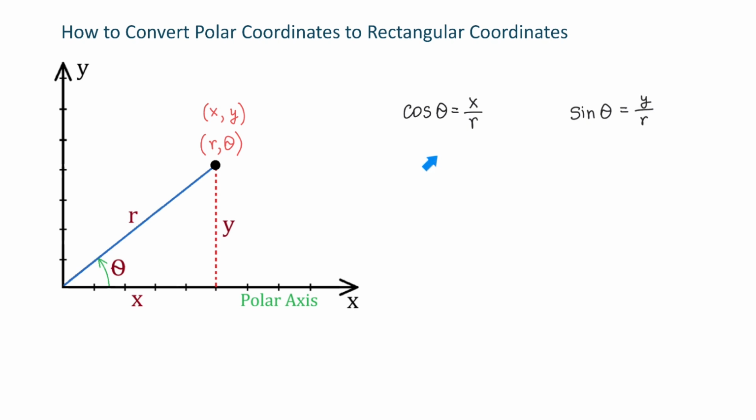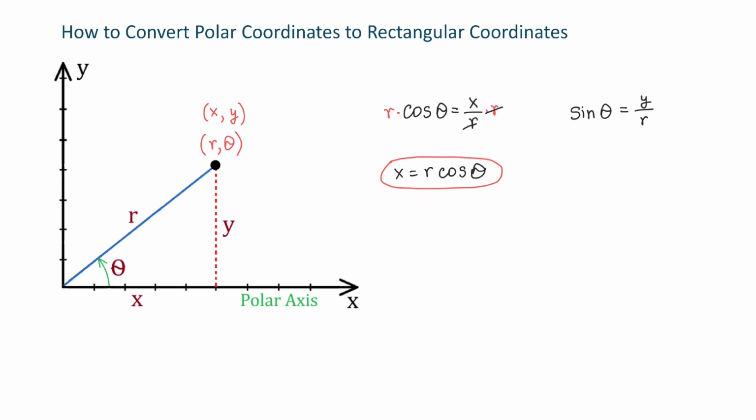Now we will solve the first equation for x, and for this we will multiply both sides by r. Then on the right side r will cancel, and now x equals r cosine of theta. And this is the formula for the x-coordinate when we know r and theta.